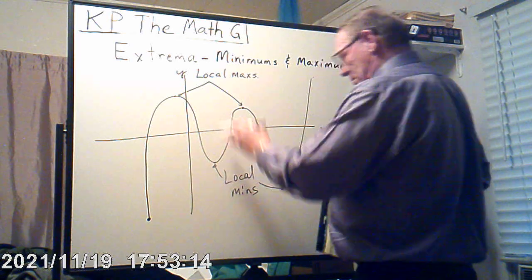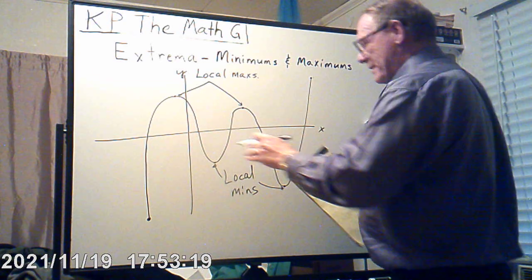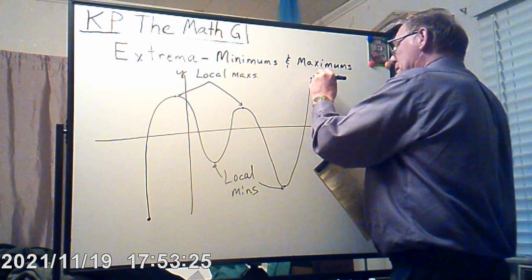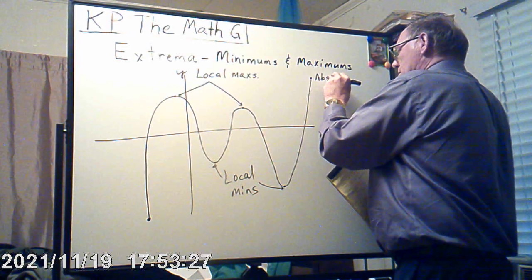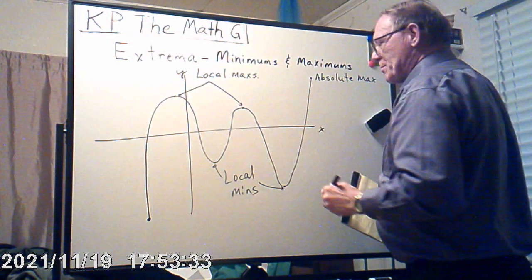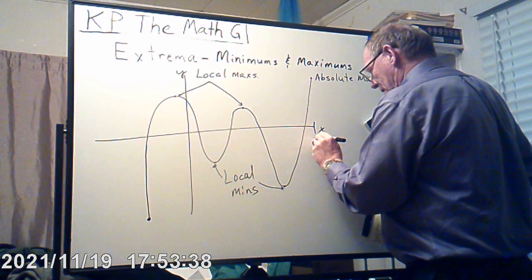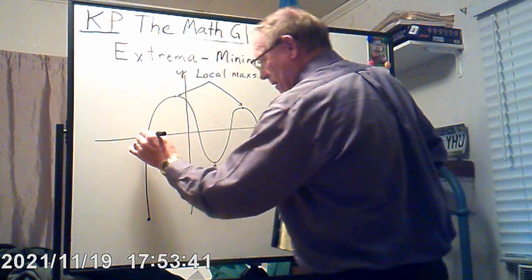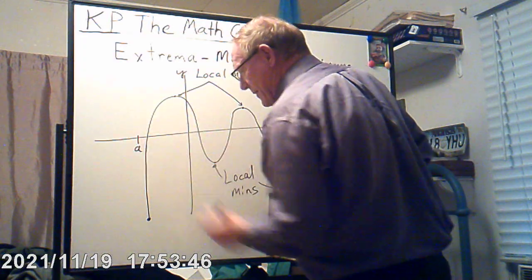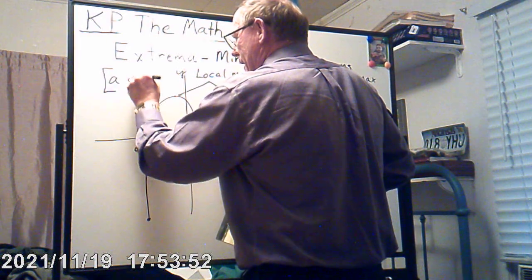But now these are local minimums. These are called absolute max. This is an absolute maximum here. It is the highest point. Now, this endpoint, we could call this B, and then we could call this endpoint right here A. A is of course negative, but we don't care about that. It's from the closed interval A to B.